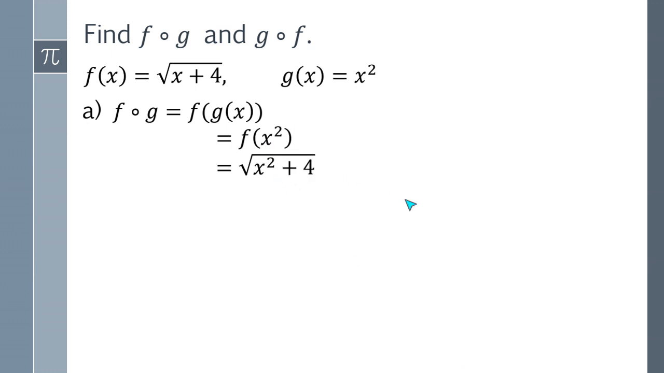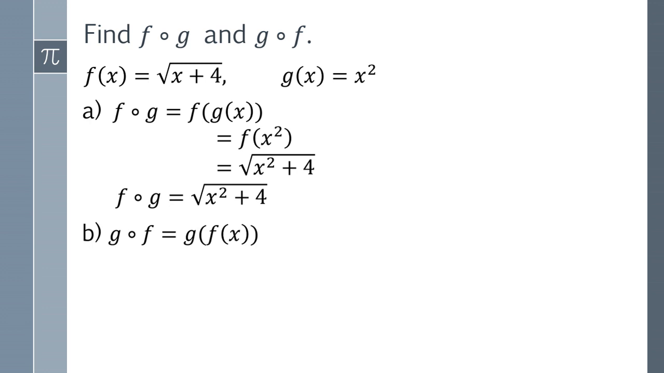So if I do that, let me just circle it so we can see it. So what I did is I took x squared and we're going to put it in for f. Okay. So we get the square root of x squared plus 4. And I can't simplify any further, so that's going to be my answer.